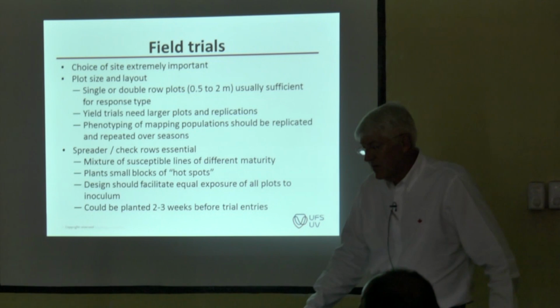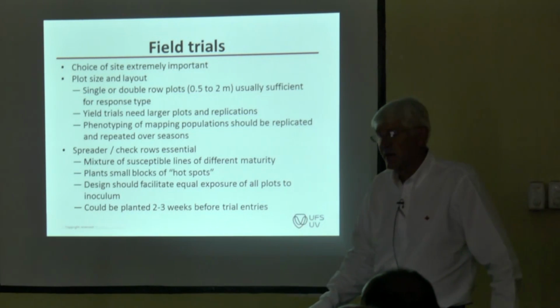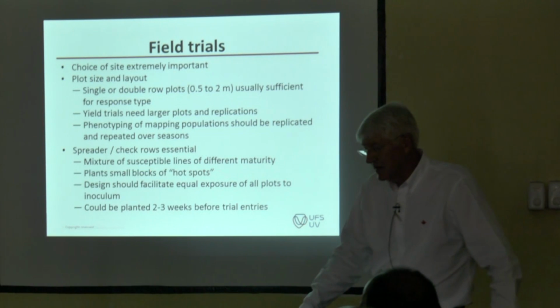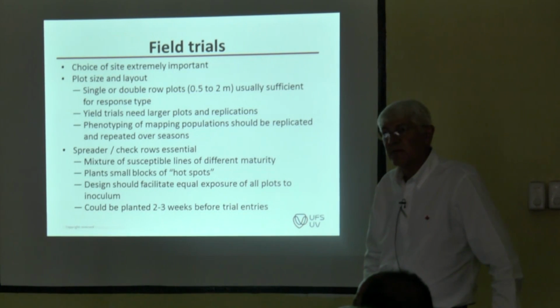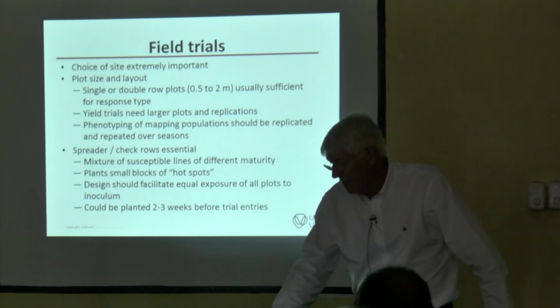I like to plant small blocks of 3 to 5 rows of a susceptible entry, which I call hotspots. I use them for inoculation purposes, and that helps to get the epidemic going if you're in an environment where you don't have a natural epidemic starting very early in the season. And obviously the design of your field plot should give all your entries an equal exposure to your rust inoculum.